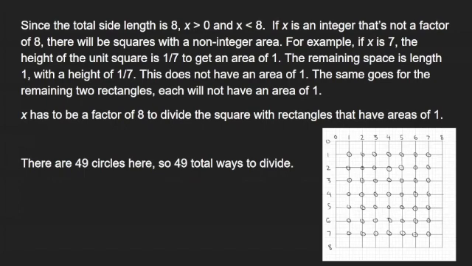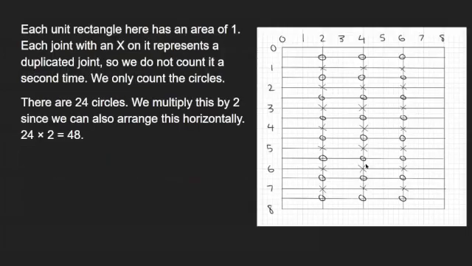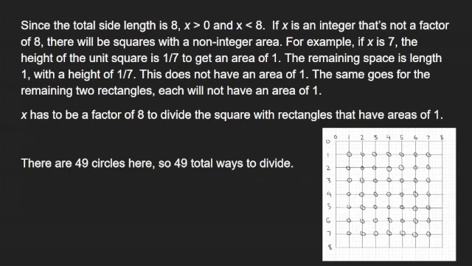So there are 49 circles here, and each of these is a way to divide it, you can see. And so that means there are 49 total ways of dividing the square with smaller unit rectangles or squares with length 1, or integer length.